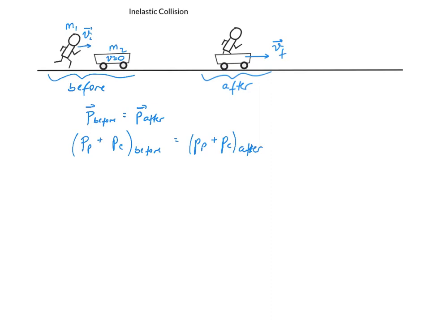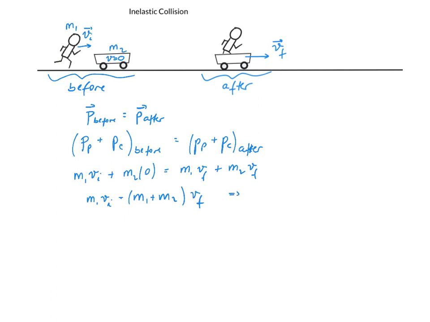So the momentum of the person before the collision would be the mass of the person times the initial velocity. The cart was not moving before the collision, so I have mass 2 times 0. That's the velocity that I picked for it. And then after the collision, we have the person moving with velocity v final and the cart moving with velocity v final as well. So mass 1 v initial is going to be equal to mass 1 plus mass 2 times v final. So this is an example of an inelastic collision.